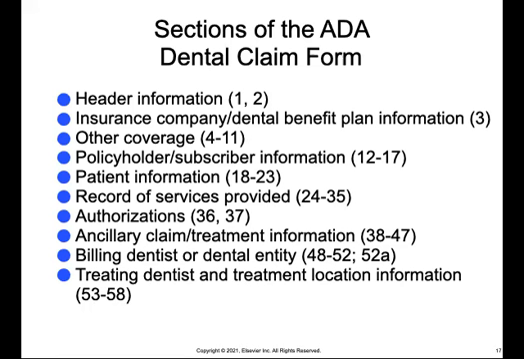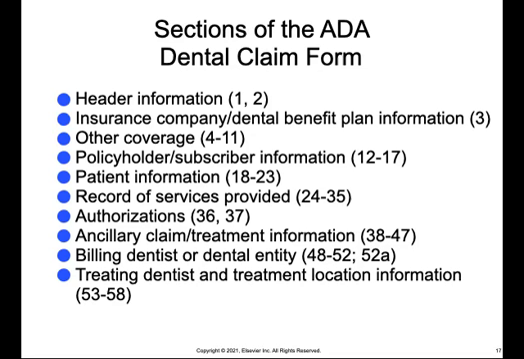Just going through those parts. Part 1 and 2 includes the header information. The insurance company or dental benefit plan information is part 3. Other coverage information can be found on parts 4 through 11. The policyholder or subscriber information are parts 12 through 17. Patient information is included from 18 to 23. Records of services provided are parts 24 through 35.